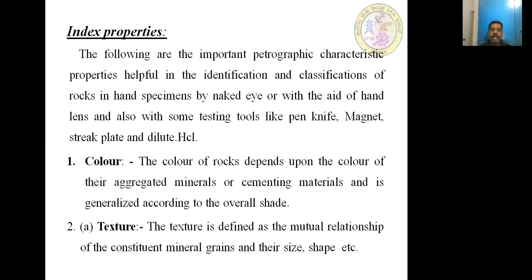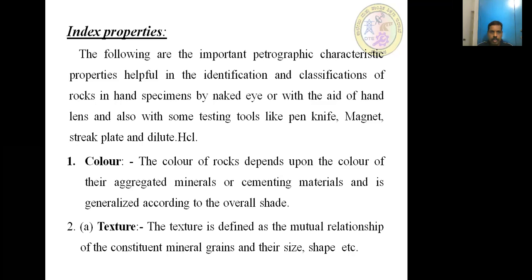So next come to the index properties. The following are the important characteristics or physical properties which help in the identification and also classification of the rocks. With the help of some testing tools, we can identify the rocks. They are pen knife, magnet, streak plate, and also dilute HCl.